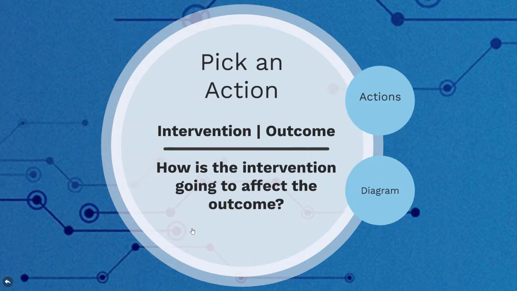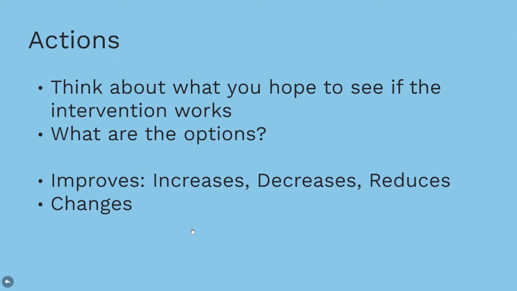In the example before, the question was improvement. So what do you hope to see if this intervention works? What are the options? Improves. Improves can mean something increases, so a score gets better. It could be that something decreases. They're able to walk faster. It could be something is reduced. Generally in clinical trials, we're not looking at things getting worse. So our questions tend to be one-sided in that we're looking for an improvement.